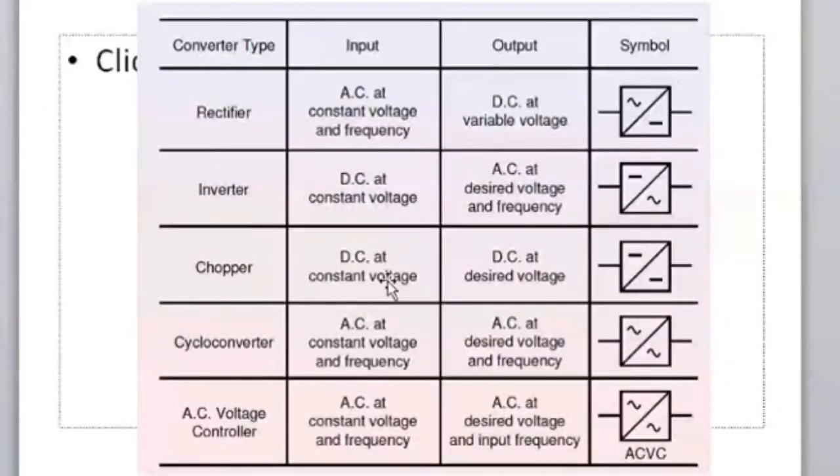As well as the frequency. Next one is chopper. Chopper is a circuit that converts fixed DC to variable DC.